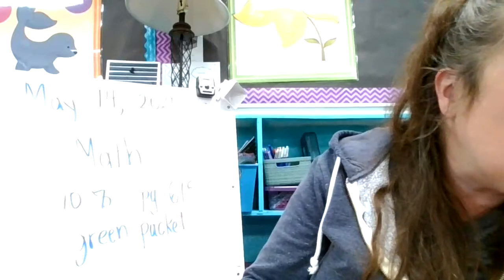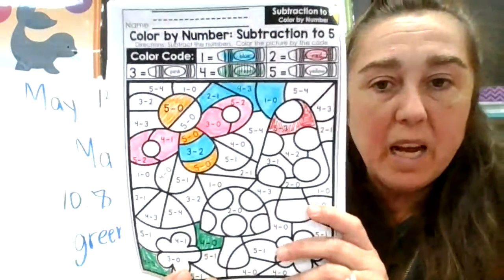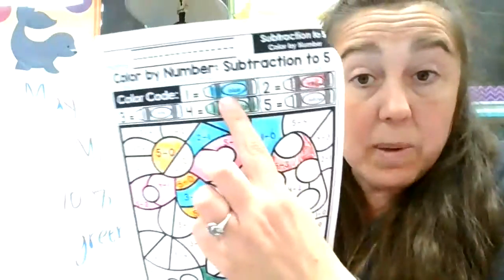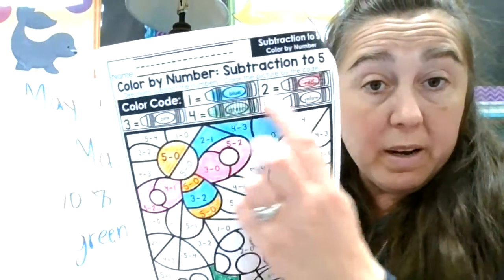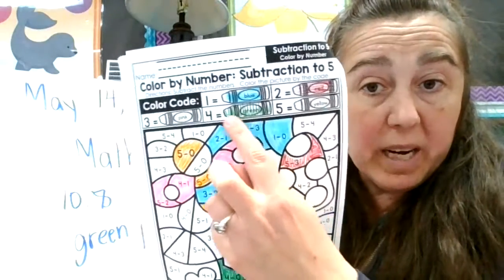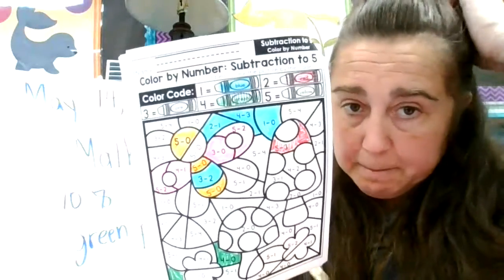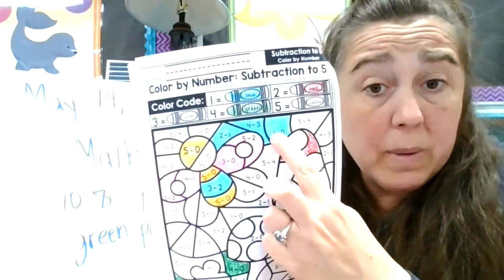The other one that's super fun in the back of your packet is color by number. And I went ahead and started this one. So I colored blue by the 1, red by the 2, yellow by the 5, green by the 4, and I forgot to color pink in by the 3. But that helps you keep that in mind. So then what I do is I just go ahead and I solve it.